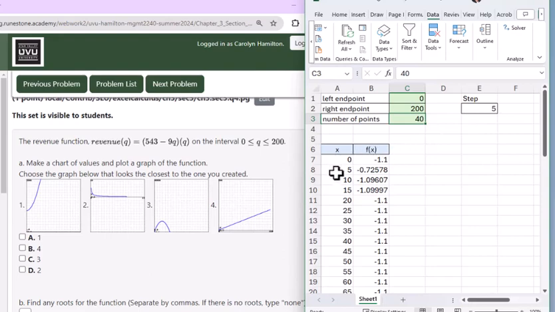See, this automatically updated for my x values because it's still referring back to what my step was. But my function needs to be updated because I still have my function from the last problem. So make this equals parentheses 543 minus 9 times pi, get the x value, close parentheses, times pi, get the x value again. And then copy that down.